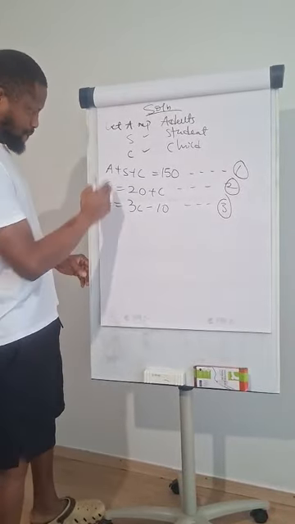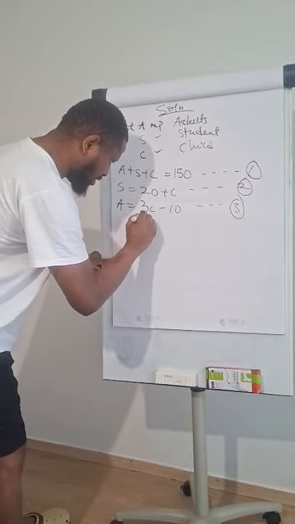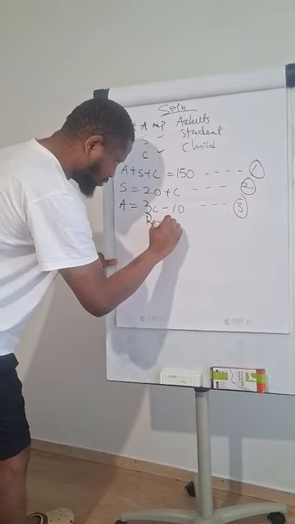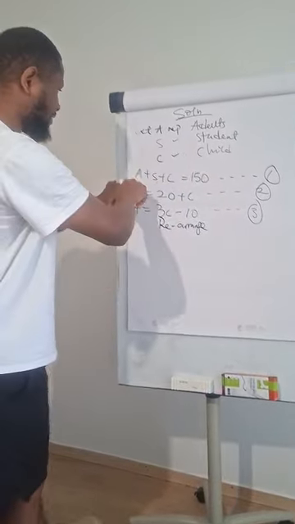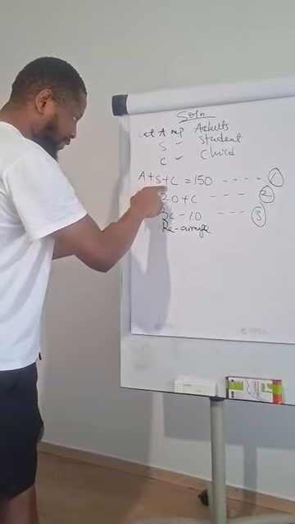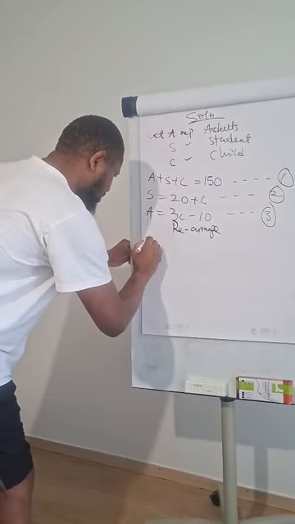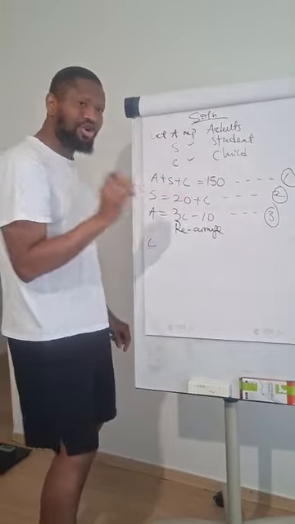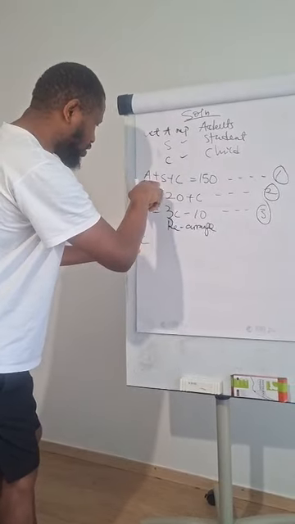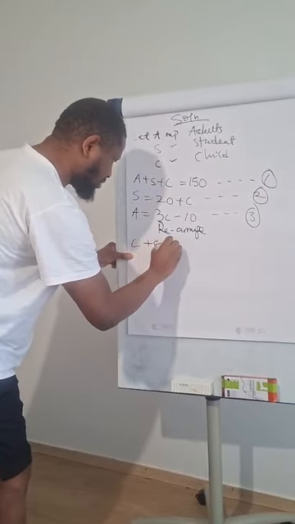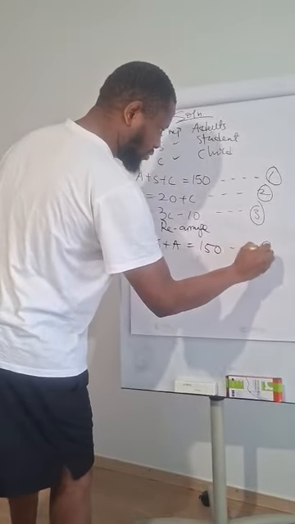Now, for the child, we rearrange the equation. From the first equation, we bring child first. C is already positive, so no need to change. Remember, in algebra, you don't neglect sign. So C plus student plus adult is equal to 150. We call this equation 4.